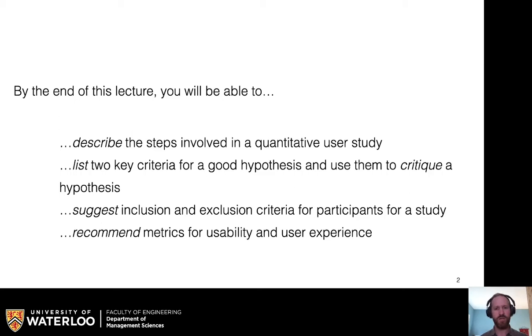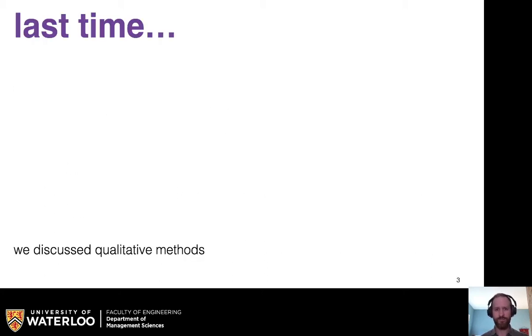By the end of this lecture, you will be able to describe the steps involved in a quantitative user study, list 2 criteria for a good hypothesis and use them to critique a hypothesis, suggest inclusion and exclusion criteria for participants for a study, and recommend metrics for usability and user experience.